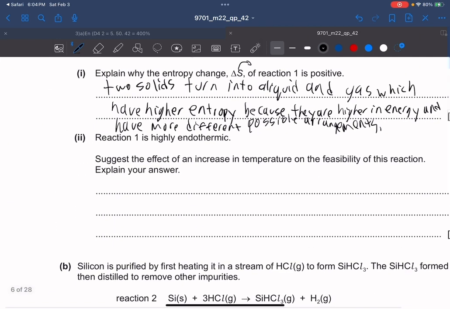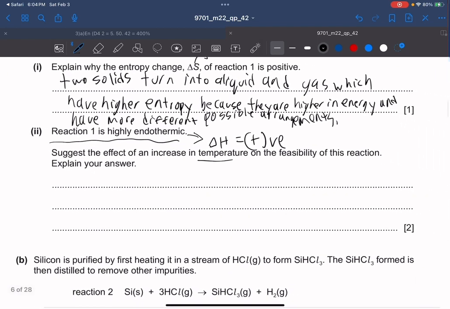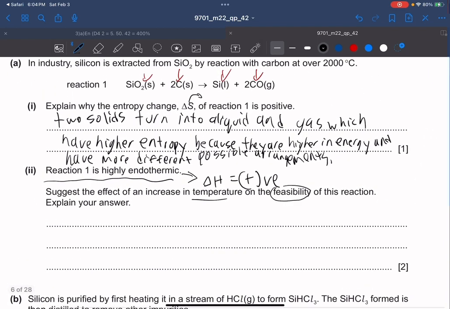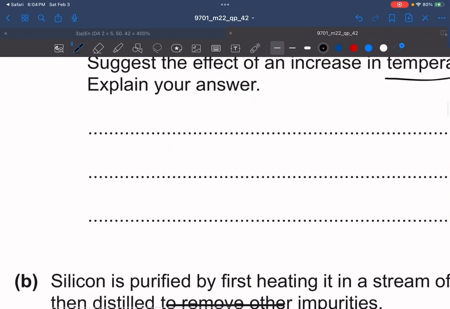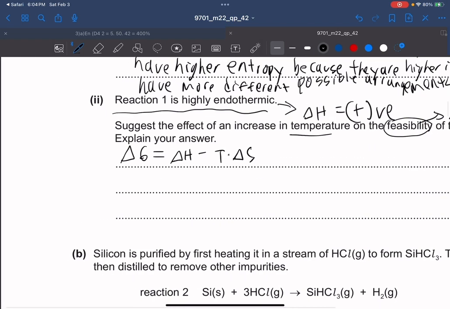All right, so next, reaction 1 is highly endothermic. If it's endothermic, it means that your enthalpy change or delta H is positive. The question is: suggest the effect of an increase in temperature on the feasibility of this reaction. So again, we have to remember that feasibility is related to Gibbs free energy, where delta G is defined as delta H minus T times delta S.